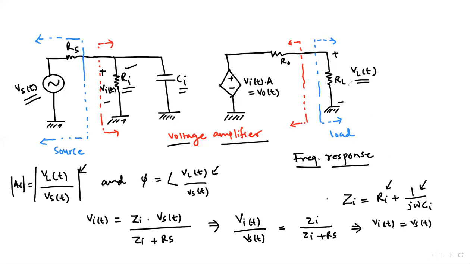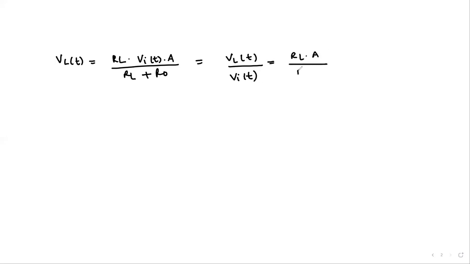VL of t can be calculated as RL times Vi of t times A, which is the output voltage, divided by RL plus RO. All right. So the amplifier's gain would be VL of t divided by Vi of t, which is RL times A over RL plus RO.